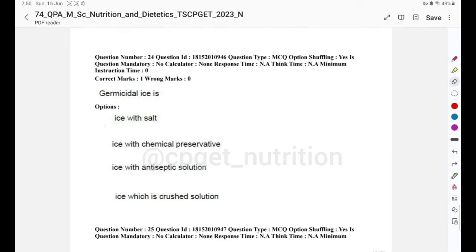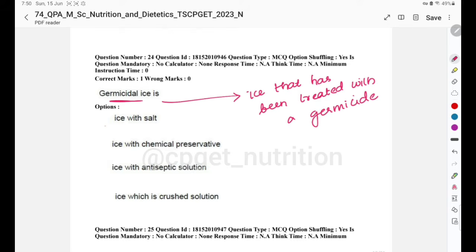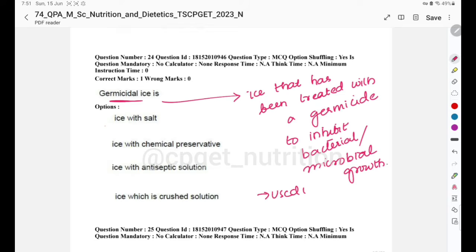Moving on to the next question, germicidal ice is dash. So first of all, what is germicidal ice? It is the ice that has been treated with a germicide to inhibit the bacterial growth or microbial growth, and germicidal ice is usually used in the fish preservation. So here the correct answer is the second option, ice with chemical preservative.